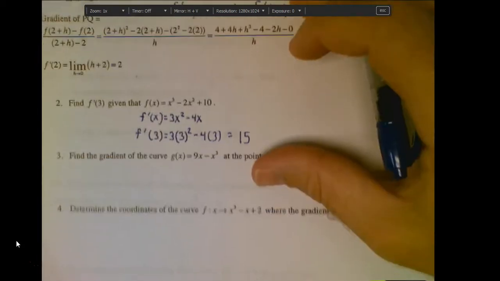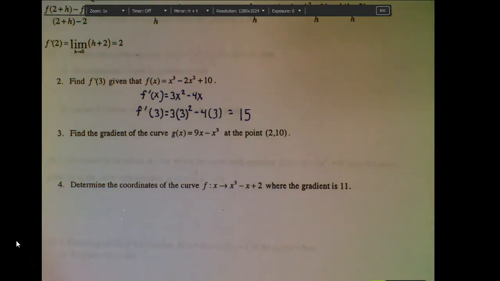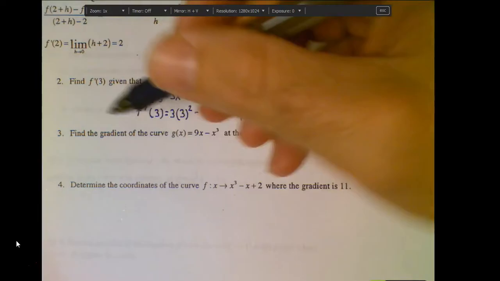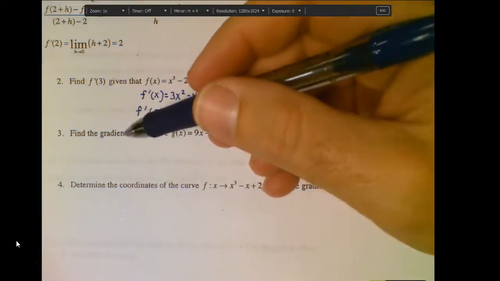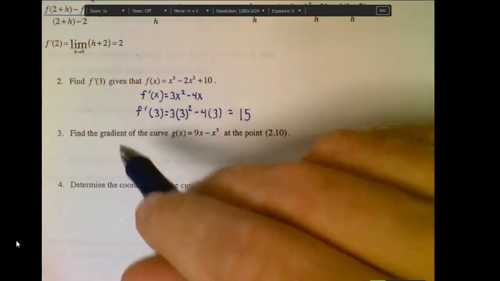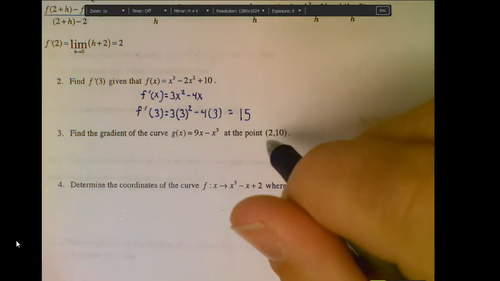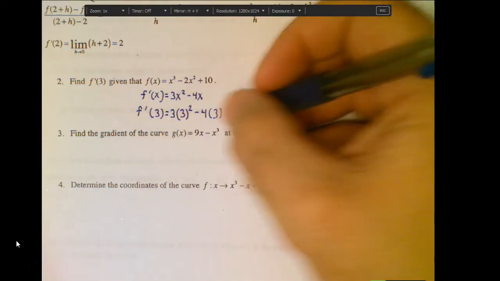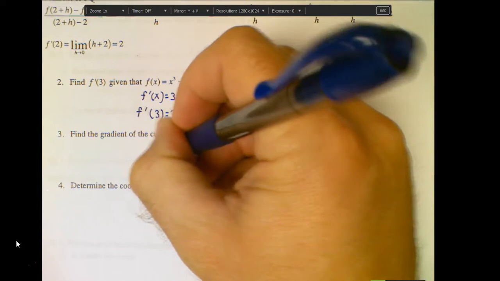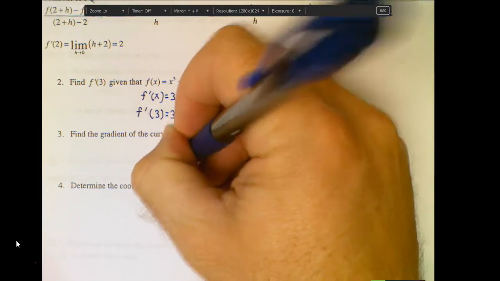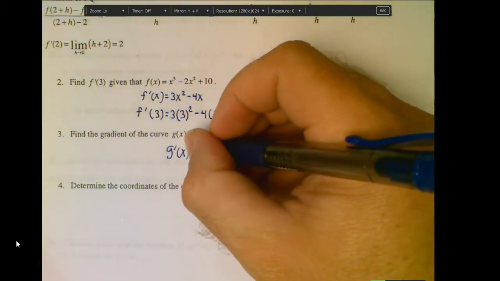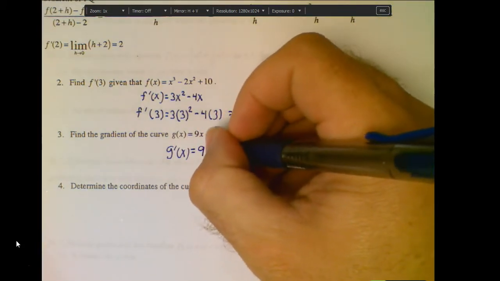All right, so going on to number 3 here. Similar idea, we're still looking for the gradient. Anytime you see the word gradient, you can immediately replace that with the word derivative. So that's like saying find the derivative of the curve at this point. And so if I know that my g of x function looks like this, we can use our power rule and get g prime of x, or the derivative. So we'd be looking at 9 minus 3x squared for the derivative.